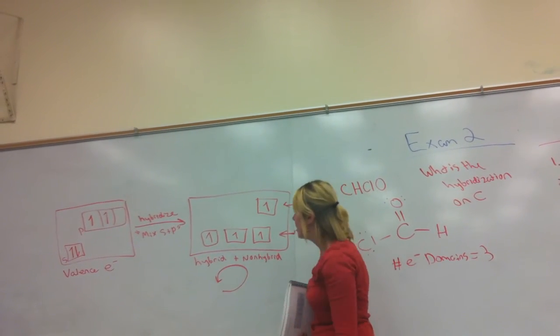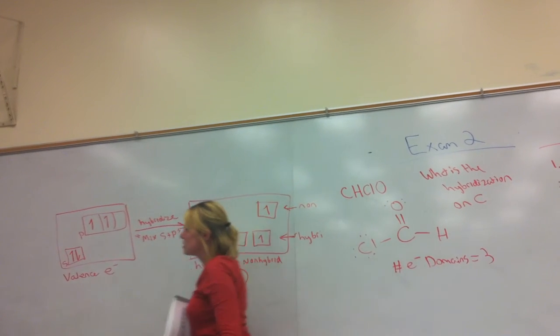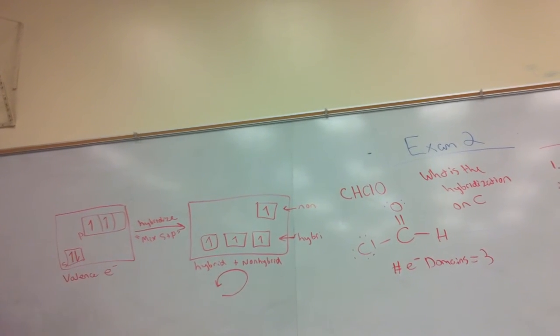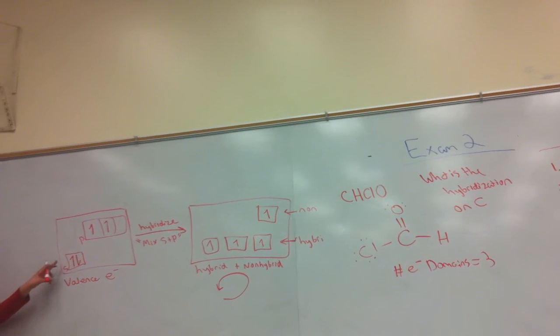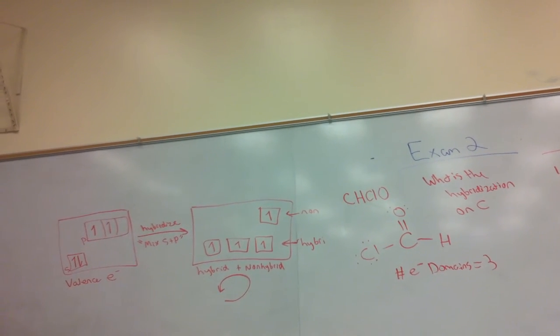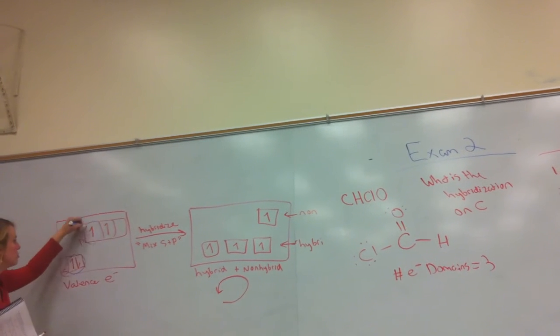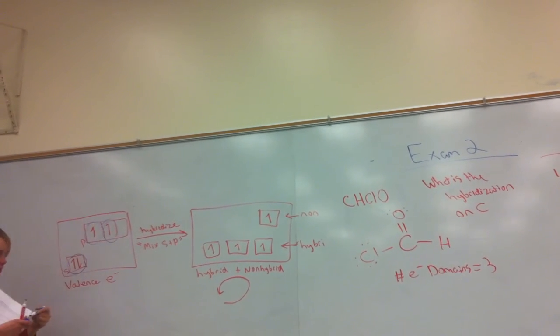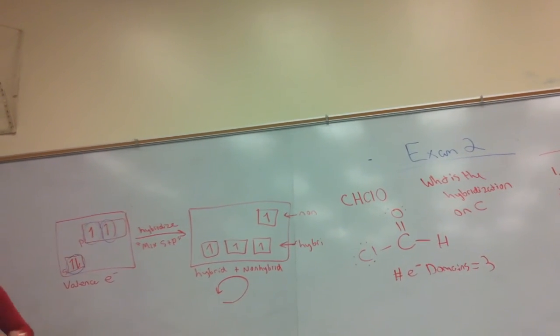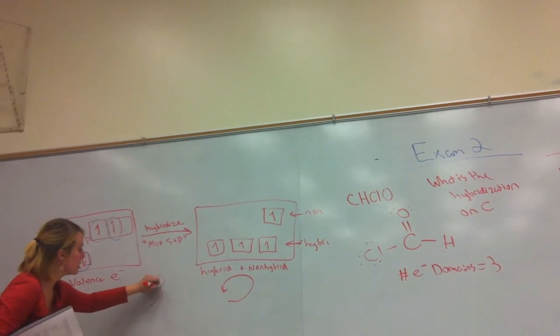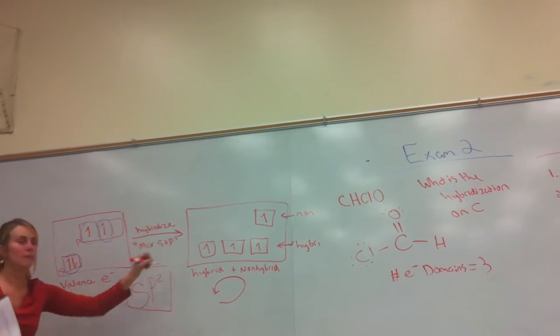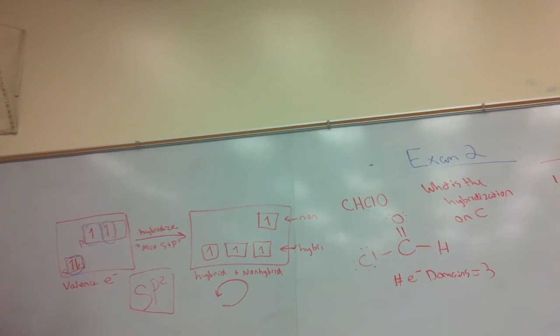So it comes down to the question, what is the hybridization? I took 1 s and 2 p's. Thus, the hybridization on carbon is sp2. And that is how you figure out the hybridization.